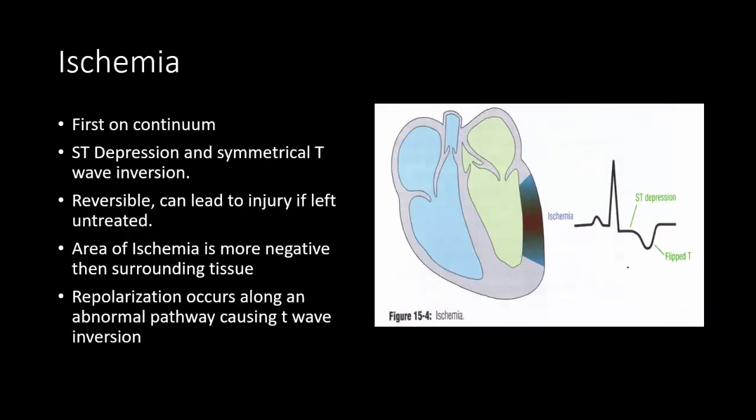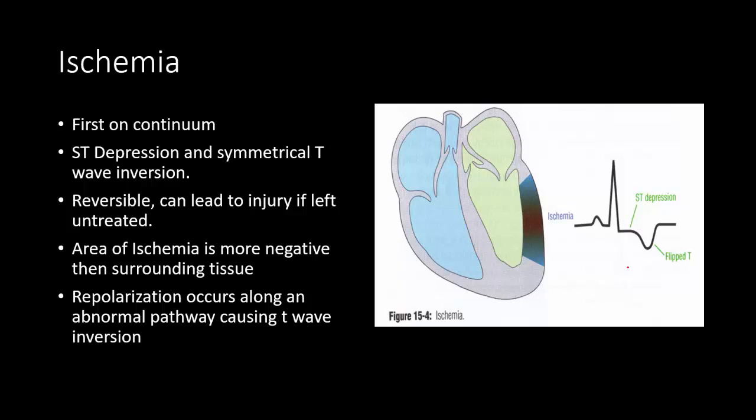So what we're looking for is three things: ischemia, injury, and then infarction. First off, ischemia. You'll see ST depression and symmetrical T wave inversion in some cases. You don't always see a T wave, but this is going to be what you see early on. This is reversible, but it can lead to infarction if left untreated. It's very important if we identify areas of ischemia, we go ahead and treat, meaning we do the things that we need to do in the field, including O2 if needed.